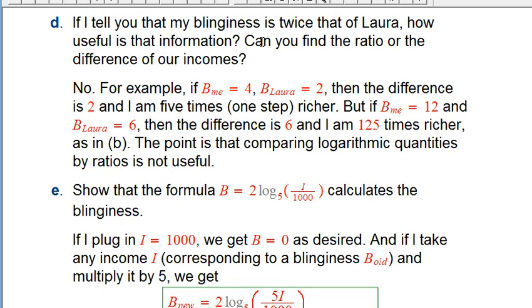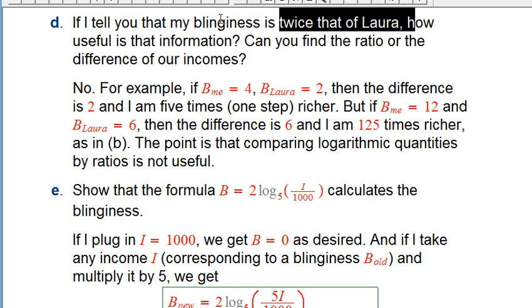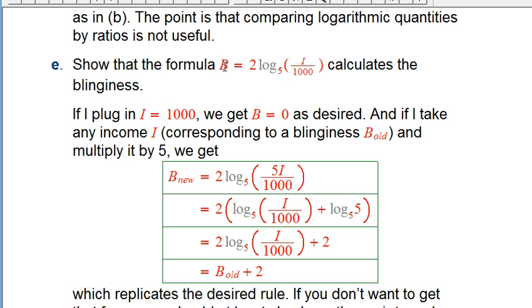Okay. You got to tell me a lot more than just this. And I should really be like, why are you telling me that? Why are you comparing logarithmic quantities with a ratio? Okay. And the last thing is to show that we can actually just summarize it with this formula. Okay. So let me work through a way that some students did this, and then talk about a way that's a little bit more straightforward.